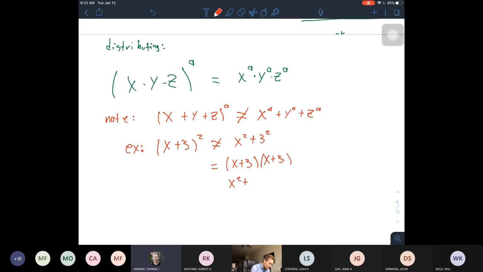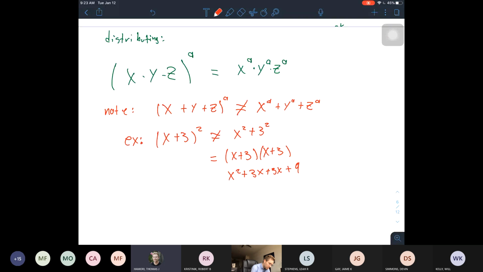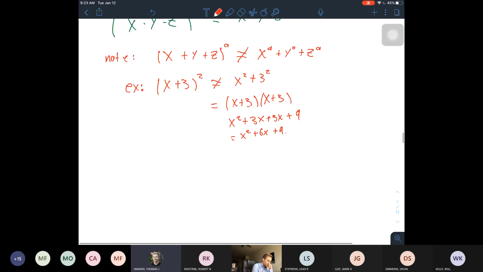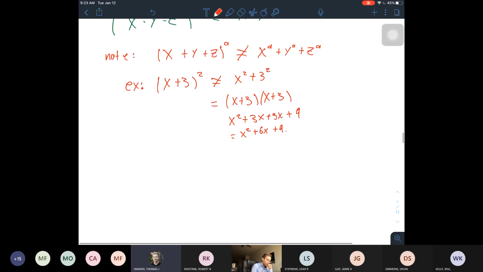We would get x squared plus 3x plus 3x plus 9. So that would be x squared plus 6x plus 9. Okay, so be careful: if we have addition or subtraction in the parentheses in a power, we can't just distribute the power. We can only do it if we're multiplying or if we're dividing.